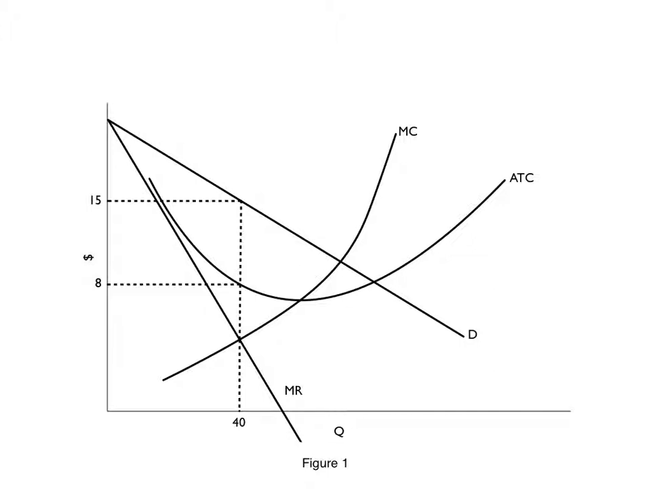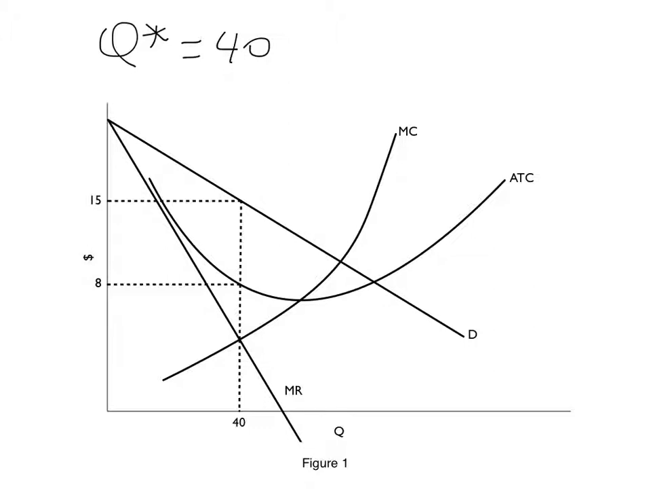So the first question we want to ask is, what is the optimal quantity for this firm to produce? Well, we know that firms maximize profits by choosing the highest level of output Q, at which marginal revenue is greater than or equal to marginal cost. Graphically, there's always an equality. We see that marginal revenue and marginal cost are equal at a quantity of 40 units. So the profit maximizing quantity is 40.